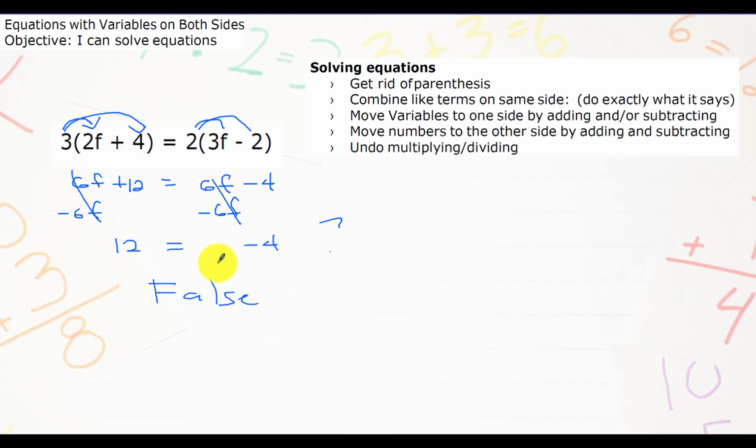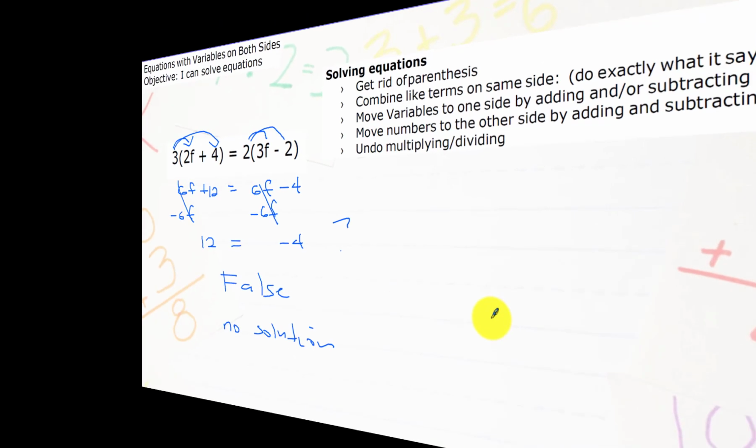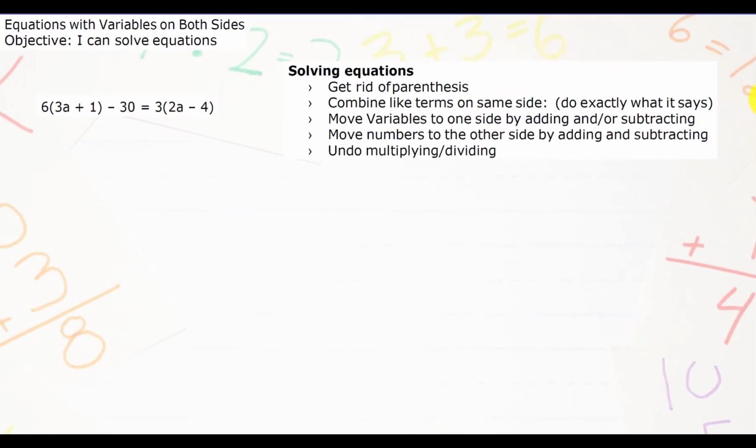So whenever you have an equation wherein the last step is that you have the left side not equal to the right side, you will have a false statement. The answer for this is no solution. It means that there is no real number. There's no possible value of f so that the left side will be equal to your right side. So there's no solution for this particular equation. Alright, let's proceed to the next example.